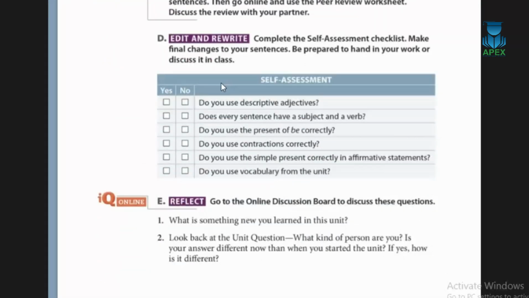Part D, edit and rewrite. Complete the self-assessment checklist. Make final changes to your sentences. Be prepared to hand in your work or discuss it in the class. So this part, guys, we have the list of all the skills that we have studied in unit 1. So if you learned these skills you can check yes, if no you can check no.